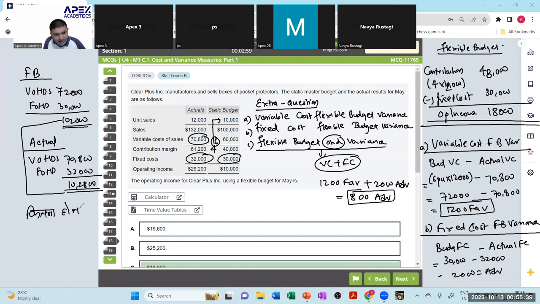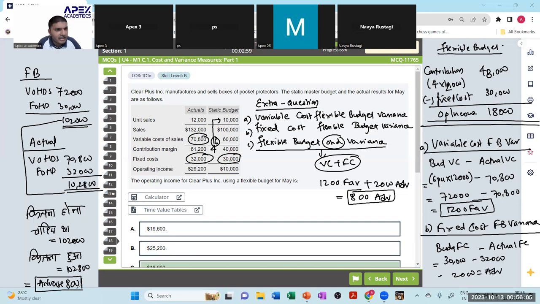कितना होना चाहिए था? Is equal to कितना हुआ? Obviously, it is adverse of 800. ये उधर मांगा नहीं है क्वेश्चन में, पर क्वेश्चन देख के मुझे ये 3 वेरिएंसेस आपसे करवाने की इच्छा हुई. मैं समझता हूँ कि ये 3 वेरिएंसेस हम लोग यहाँ पे कैलकुलेट कर सकते हैं, तो इसके लिए मैं ये करवा के ले रहा हूँ.